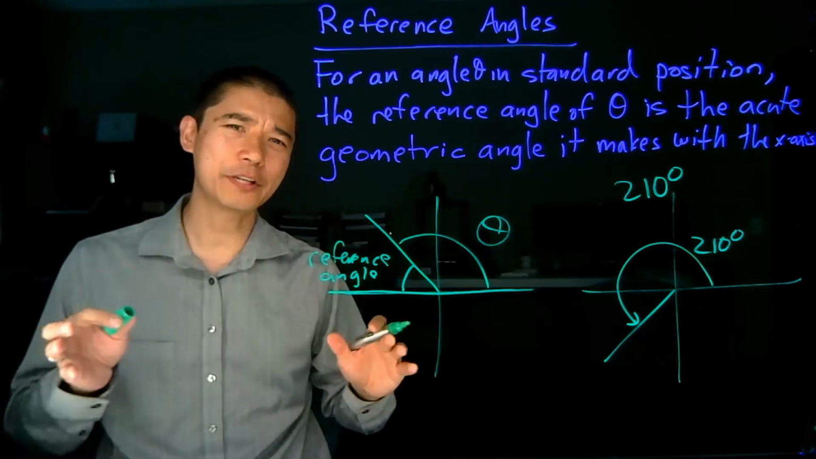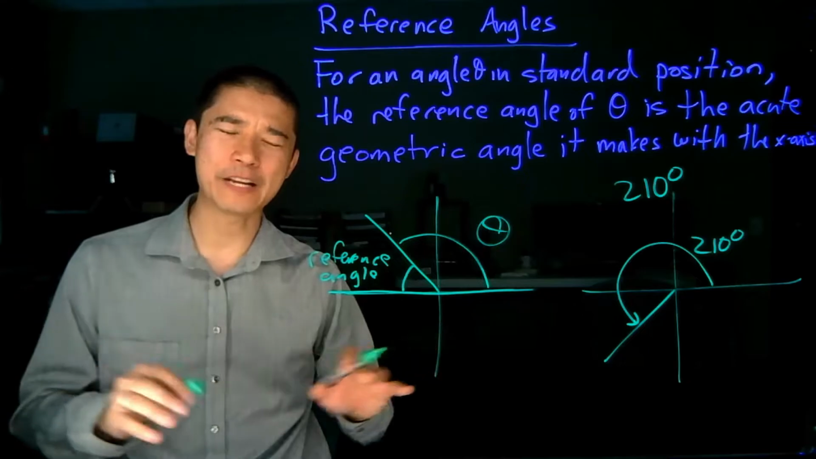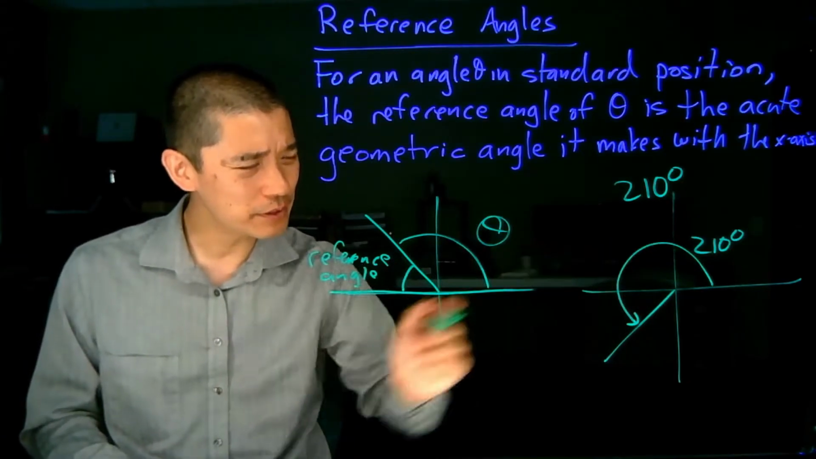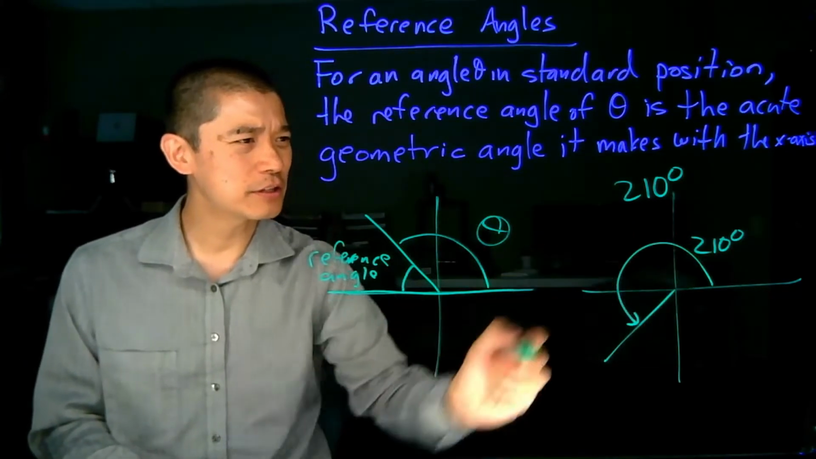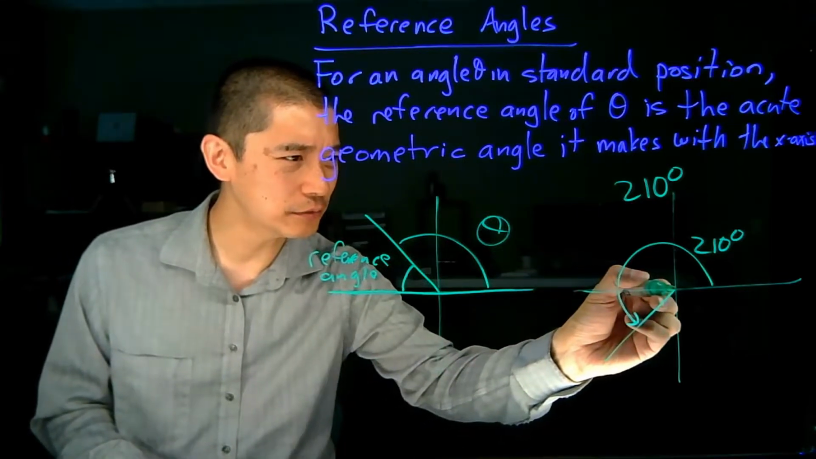Everything from here is just a matter of looking at the geometry. Now there are formulas you can memorize for this. I'm not even going to bother writing them down because they're not worth it. Just sort of look at the picture and think about it. If this is a 210 degree angle, how big is this angle right here?